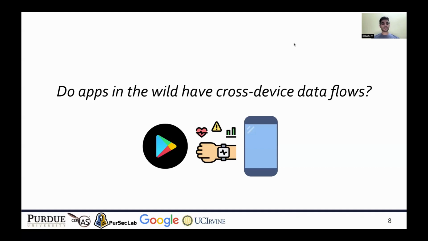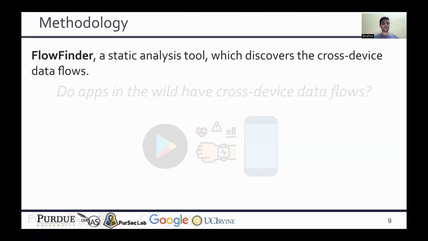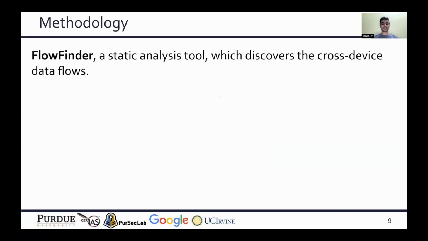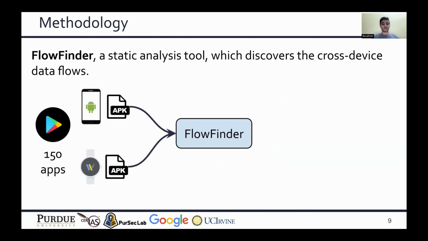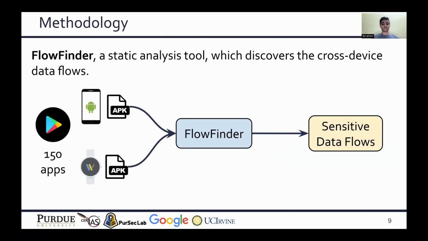Thank you, Dr. Gule. So the first question we answer in our work is, do apps in the wild actually have these cross-device setup flows? For that, we develop our tool called Flow Finder that statically analyzes APKs and discovers cross-device data flows. We run our tool on a dataset of 150 apps. This dataset includes both the watch app and the phone app. We run our tool separately on each of the APKs, and as the output, we get sensitive cross-device data flows.